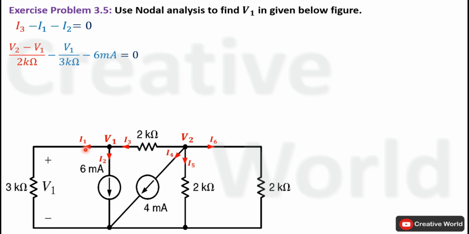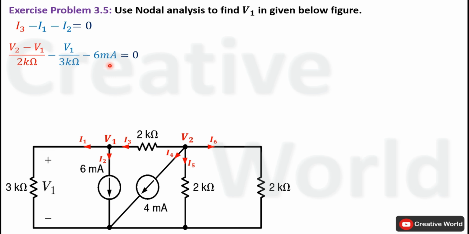Similarly, current I1 will be equal to voltage across 3 kilo ohm resistance divided by the value of resistance. In this case, V1 is appearing across 3 kilo ohm resistance. So, current I1 equation will be V1 divided by 3 kilo ohm. Value of current I2 is already given in the form of constant current source. So, I2 will be taken as 6 milliampere.